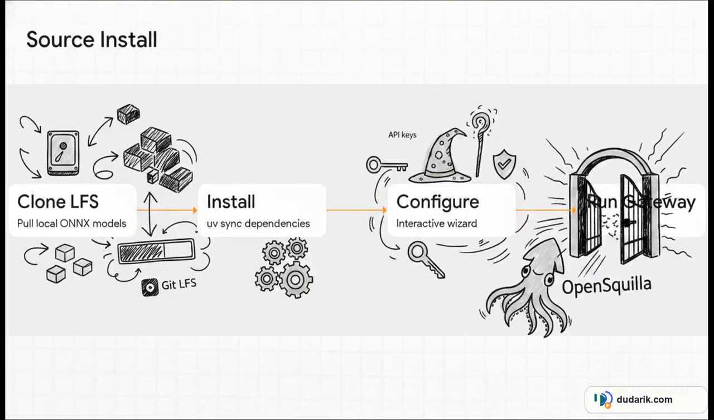It just keeps the environment perfectly isolated and clean. Now, if you are installing from source, the process is pretty straightforward, but you gotta pay attention to step 1. It strictly requires Git LFS to pull down those local ONNX routing models. You cannot skip that. Once it's installed, there's a nice interactive wizard that easily configures your API keys and security policies before you spin up the gateway.